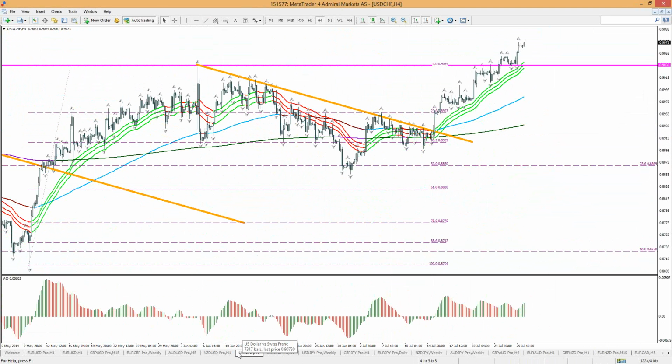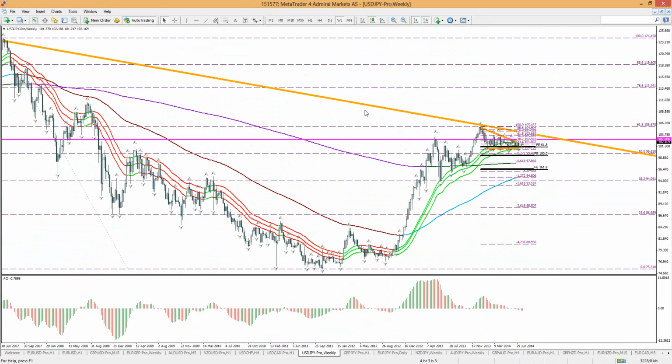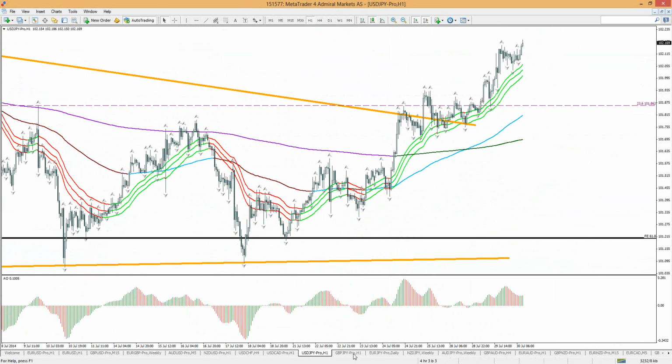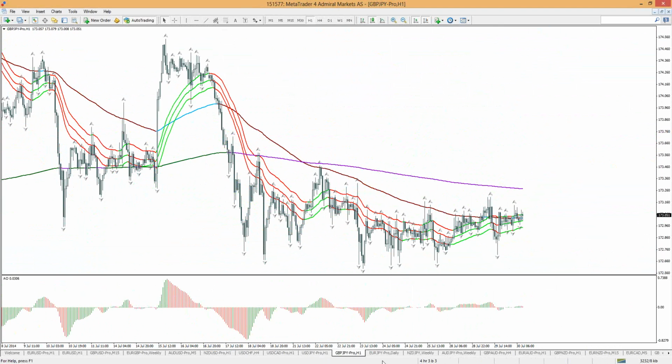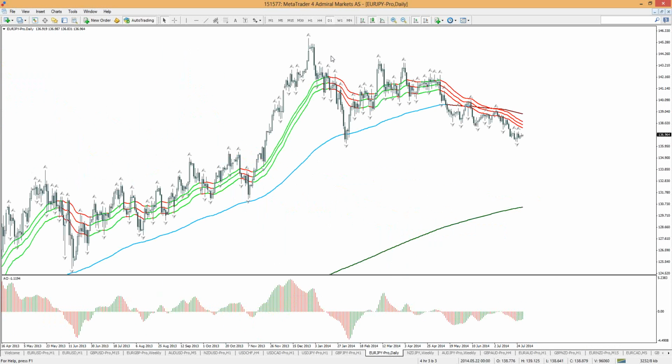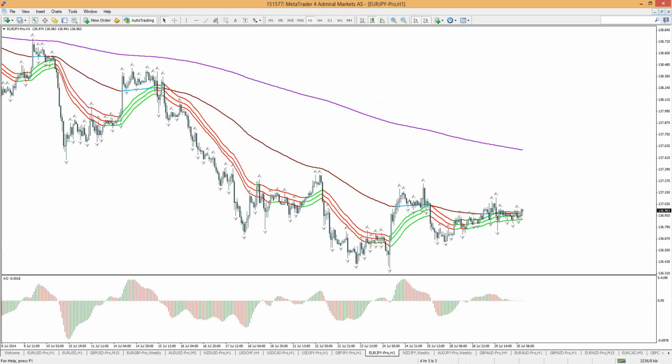Dollar Swiss is also continuing with its strength. The dollar strength here is very highly vulnerable, though, to the news events we are going to have soon. Dollar yen is also moving up. Pound yen and euro yen are remaining stuck in that consolidation. In fact, doesn't look too interesting.